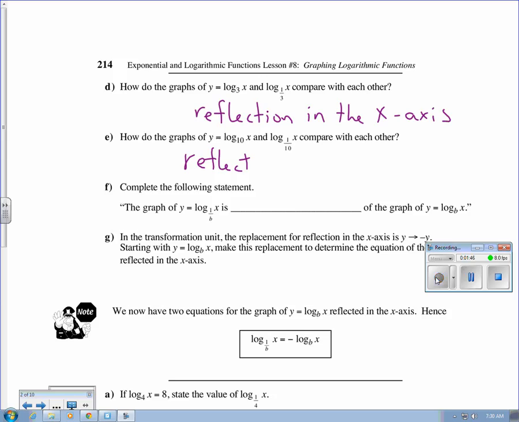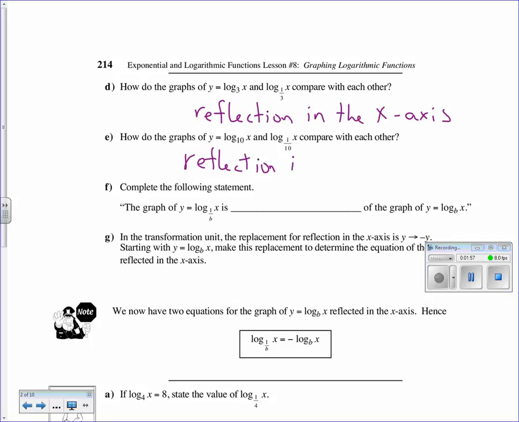When we look at the relationship between the 2 graphs, log base 3 and log base a third, or log base 10 and log base a tenth, we see that what we have is a reflection in the x-axis. And remember, when reflections in the x-axis happened before, we were making y become negative y. That's the habit that's coming out here, and we'll try that out in letter G.